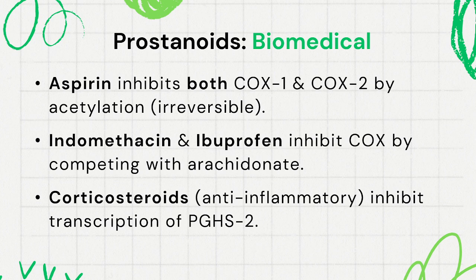Aspirin inhibits both cyclooxygenase 1 and 2 by acetylation, and this is an irreversible type of inhibition. That is why aspirin, in addition to indomethacin and ibuprofen, are all called non-steroidal anti-inflammatory drugs. Indomethacin and ibuprofen inhibit the cyclooxygenase by competition with the substrate arachidonic acid. Corticosteroids, a different group of anti-inflammatory drugs, inhibit transcription, so they act at a genetic level. They will inhibit transcription of prostaglandin H synthase isoform 2.